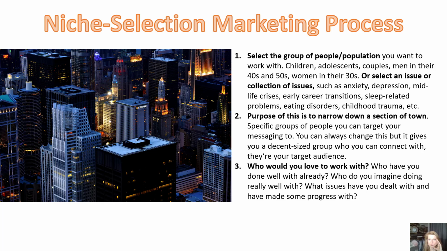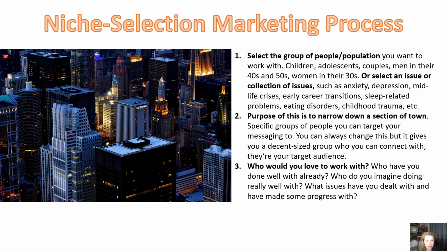specialization. So, two, the purpose of this is to narrow down a section of town. So like I talked about with a slice down the page here, looking at New York City, specific groups of people you can target your messaging to. You can always change this, but it gives you a decent sized group who you can connect with, and they become your target audience. And again, it's not ruling out other people that you would be good with working with, or you're open to seeing and open to exploring what that would be like to work with. You're not ruling those people out.